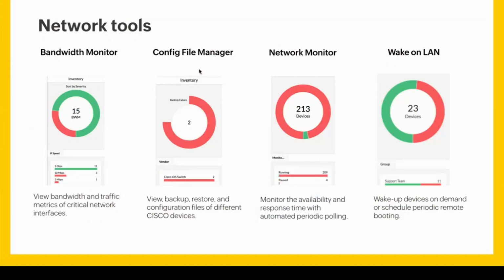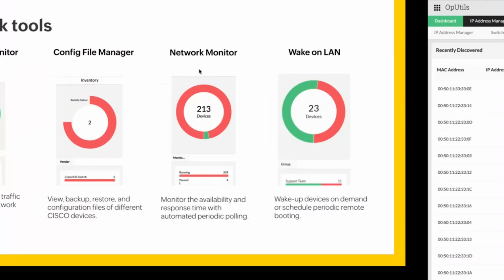This set of networking tools allows network administrators to simply carry out day-to-day network tasks within the centralized console. These tools help them drill down into the various aspects of the network apart from IP address and switch ports. As you can see, we have 4 network tools inside OpUtils. First one is bandwidth monitor. Next, we have the config file manager. We also have network monitor and another unique tool, which is Wake on LAN. Let's see each of them in the demo.